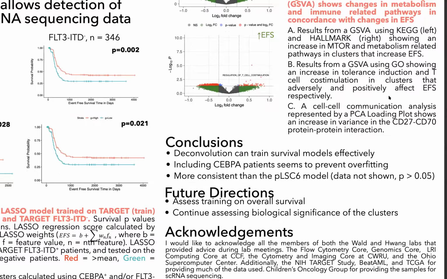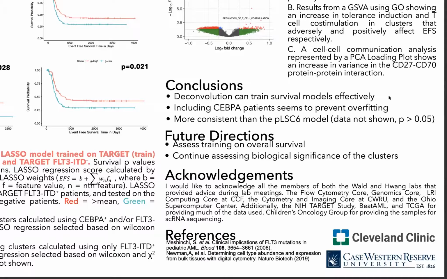So overall general conclusions: deconvolution can train survival models pretty effectively, and including CEBPA patients might prevent overfitting. However, I haven't confirmed this yet. And one thing I didn't show is this is more consistent than an existing model that was developed in 2019, 2020, the PLSC6 model, where I couldn't easily detect it, and it didn't show much significance.